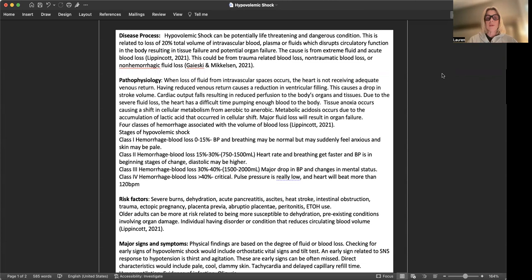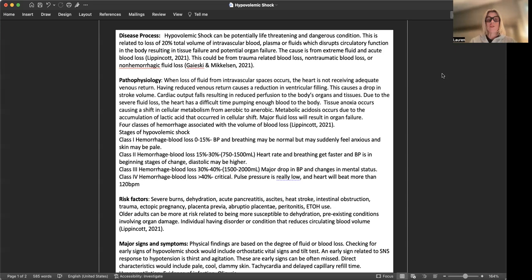The disease process of hypovolemic shock can be potentially life-threatening and a dangerous condition. When we think of the word hypovolemic, a good way to remember and identify this easily is hypo, which means low, volemic, which means volume, and emic, which means within the blood. It occurs when there's low fluid volume in the intravascular system.